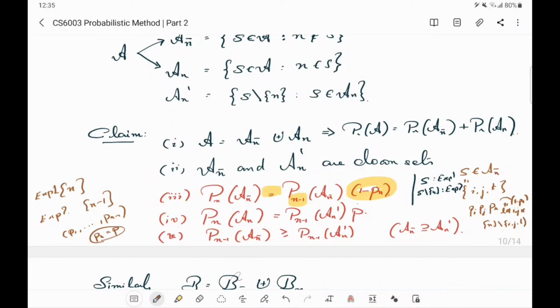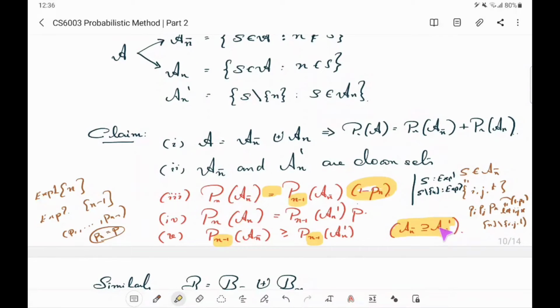right? But here instead of comparing the sizes, we are comparing probabilities, but we are comparing probabilities on experiment 2. But here again, even though that adds a layer of complexity to it, proving this is actually easier than proving claims 3 and 4. Why? Because An bar and An prime, this is something which we verified in the last lecture also. An bar is a superset of An prime.